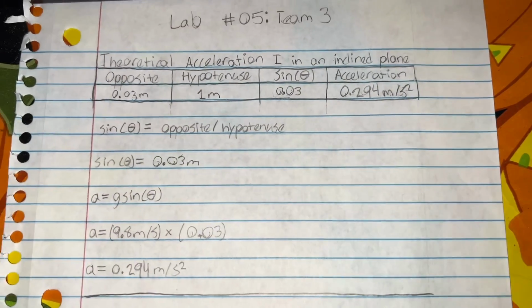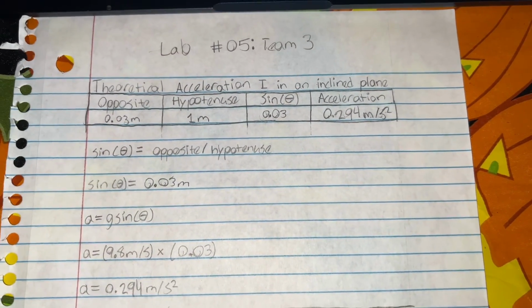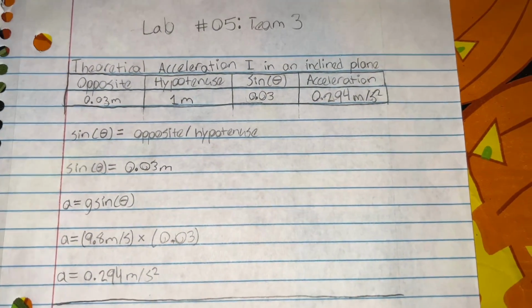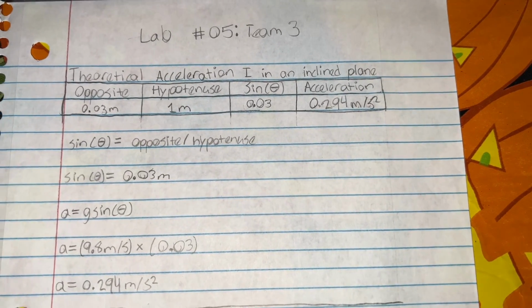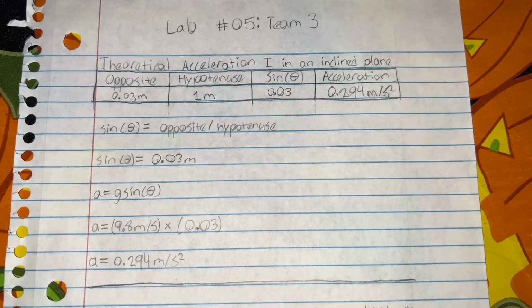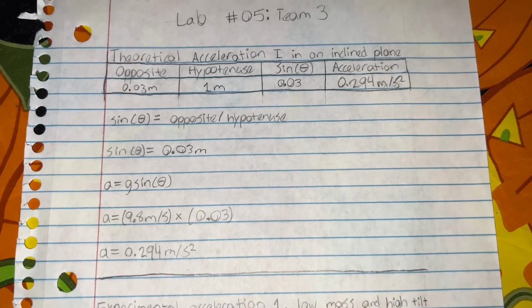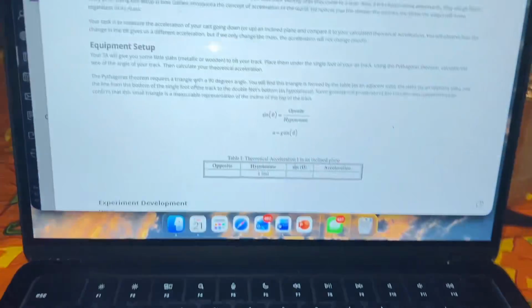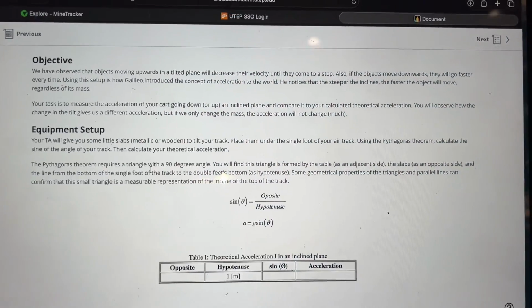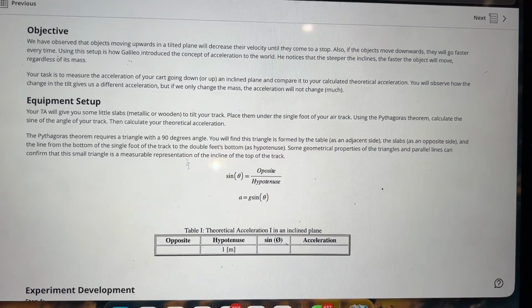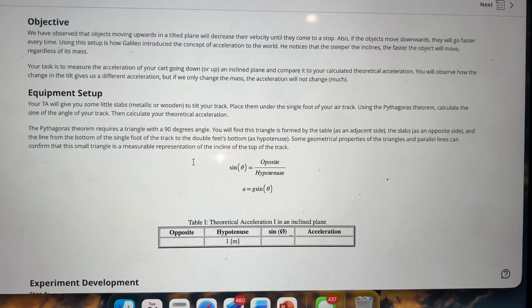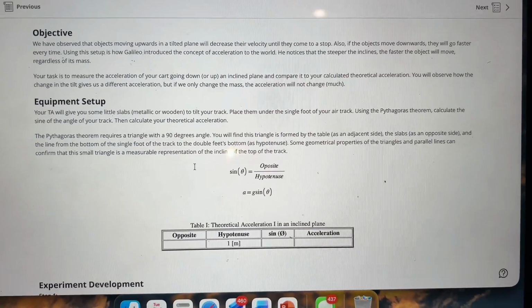Hi guys, welcome to lab 5. This is lab 5 for team 3. Today, for our lab, we were using our glider experiment, but this time we were able to set it up on a tilt. And so here is just a little bit of background.